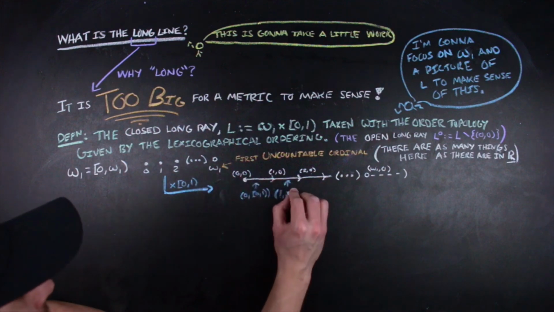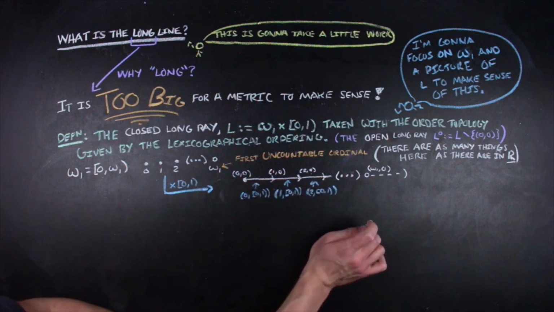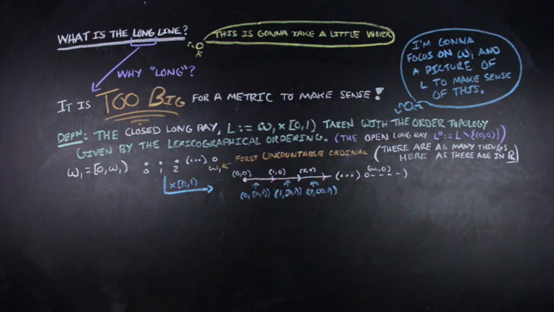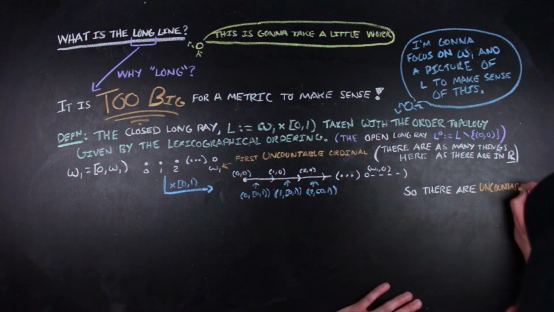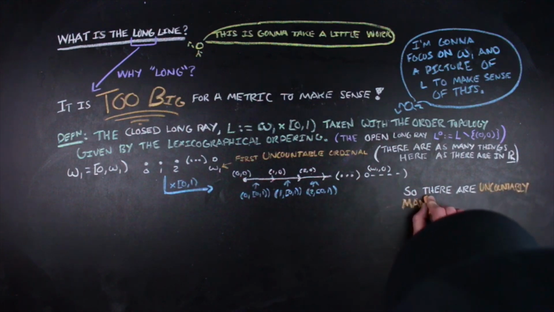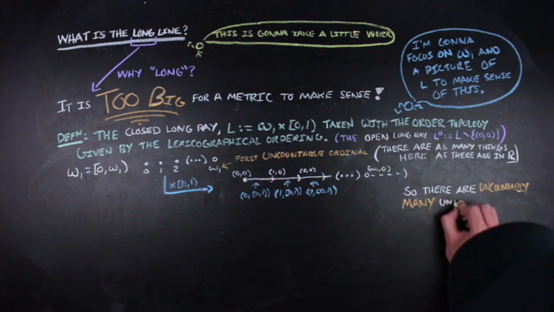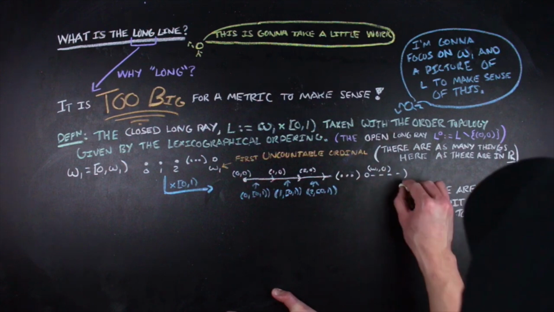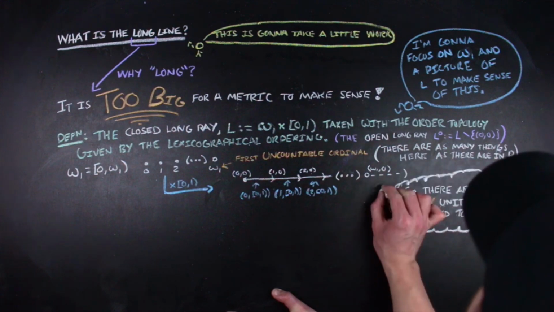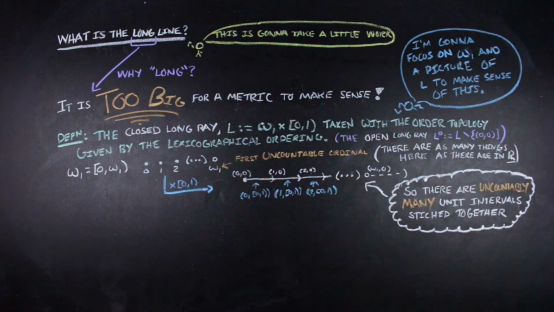Now, if we wanted to make the long ray open, we would just remove the (0, 0) point from the first unit interval. But the important thing here, and the important thing for wrapping your brain around the intuition for the long line not being metrizable, or there being no sense of distance on the long line, is that there are uncountably many unit intervals that are stitched together in the long ray.